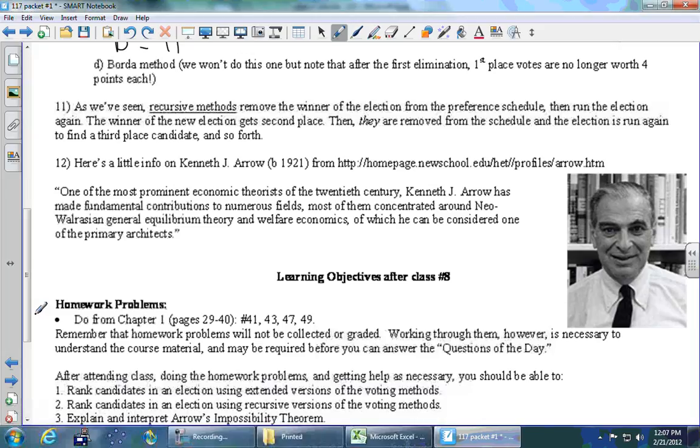One of the most prominent economic theorists, J. Arrow, has made fundamental contributions to physics, most of them concentrated around neo-Walrasian general theory, of which he considered primary effects. I have no idea what that means, but apparently it's important, and he's one of the founding fathers of this branch of economics. One thing I just want to point out: if you've spent a lot of time studying algebra, you are studying stuff that is at least hundreds of years old, and some of the things you are studying are thousands of years old.